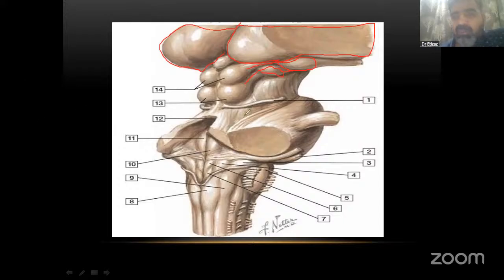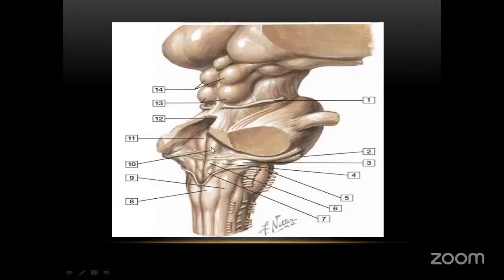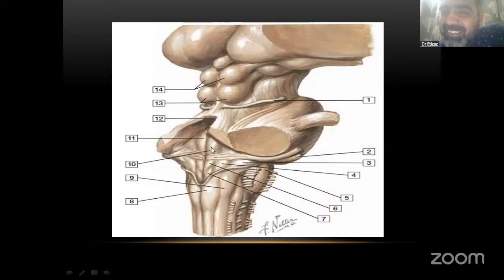So this is about the posterior surface and the relations of the posterior surface to different structures. Any question up to here? No? It's clear? All clear? Yes, sir, it's clear. And I tried my best to make it simple. I tried to explain all these things in a simpler way.